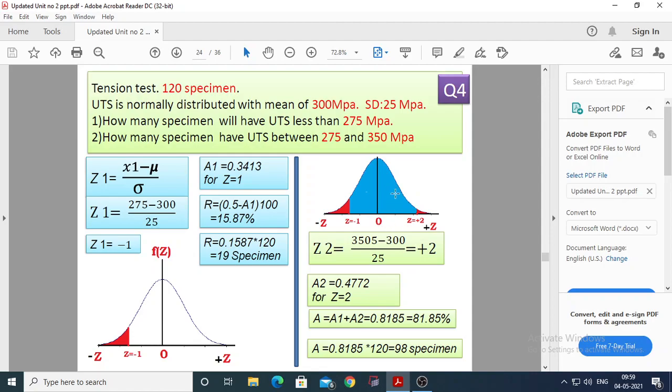If you want to calculate the total specimens between 275 and 350 MPa, then area is equal to this total area into the total number of specimens, 120. Then you will get the total value as 98 specimens. That means 98 specimens have UTS between 275 and 350 MPa. All of you are getting it, very simple examples are given.